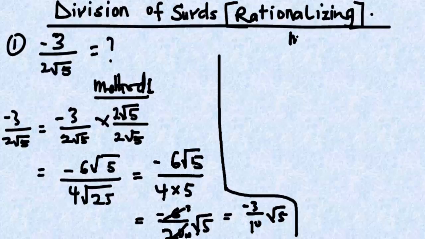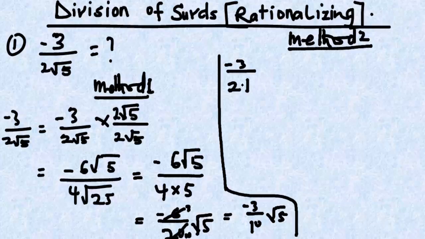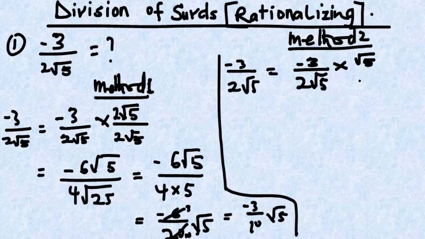So let's look at method 2. We have negative 3 over 2 root 5. Now here we are going to rationalize the denominator. In method 1, I multiplied by the whole of the denominator, that's 2 root 5. In method 2, I'm going to multiply only by root 5. So rationalize by multiplying by root 5 over root 5. Are you okay?